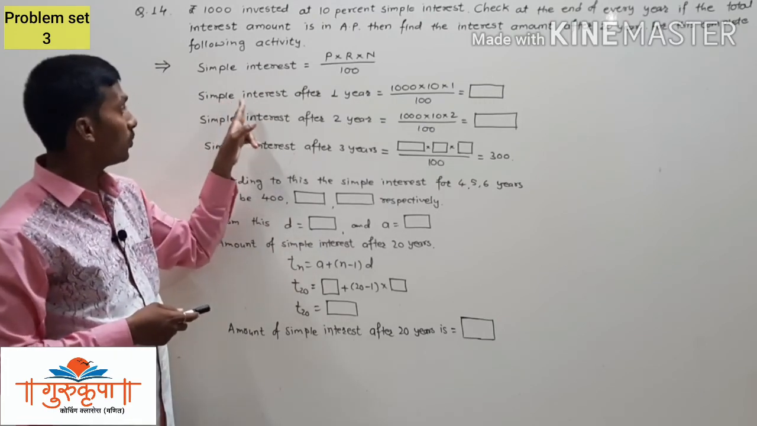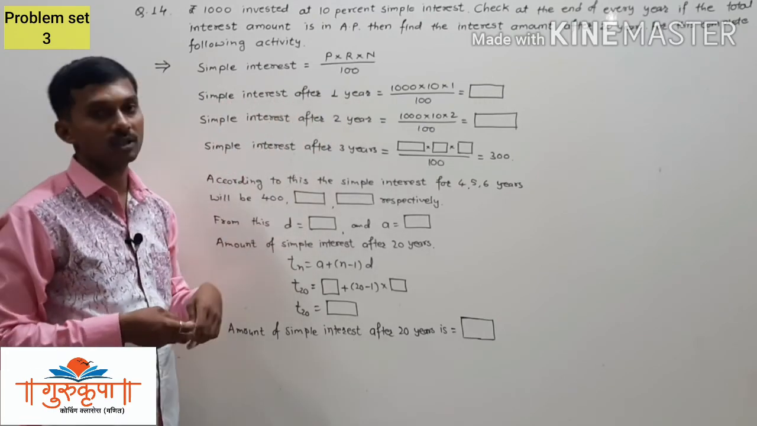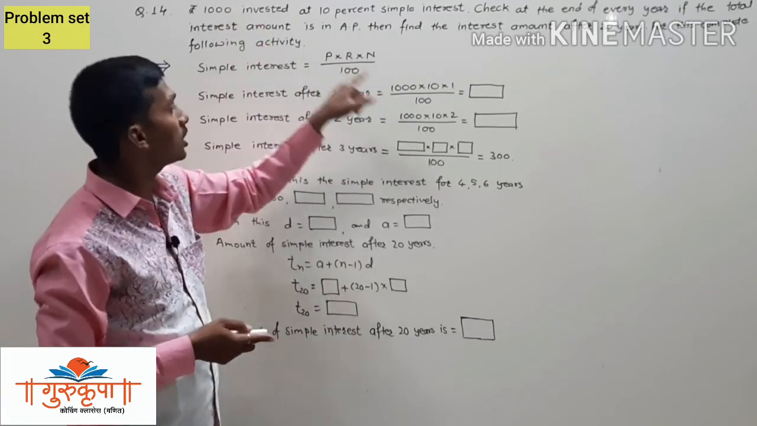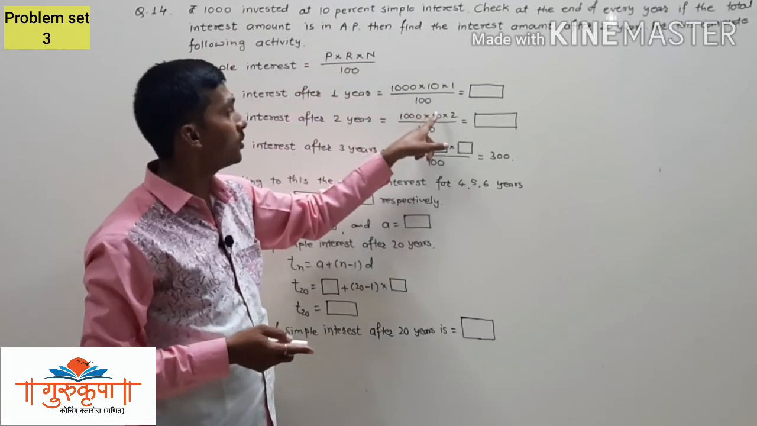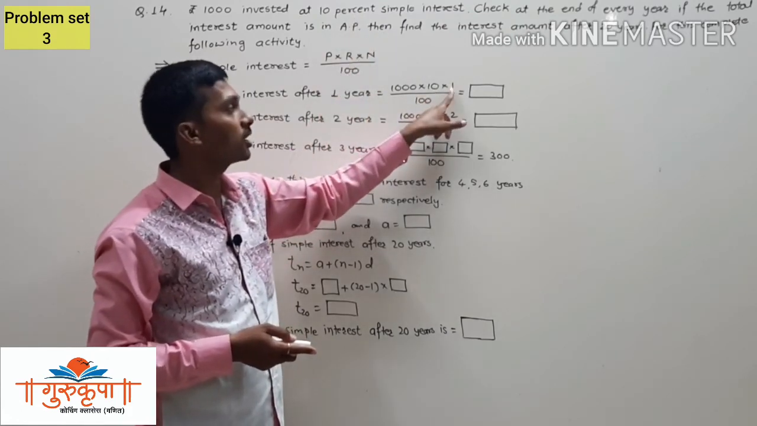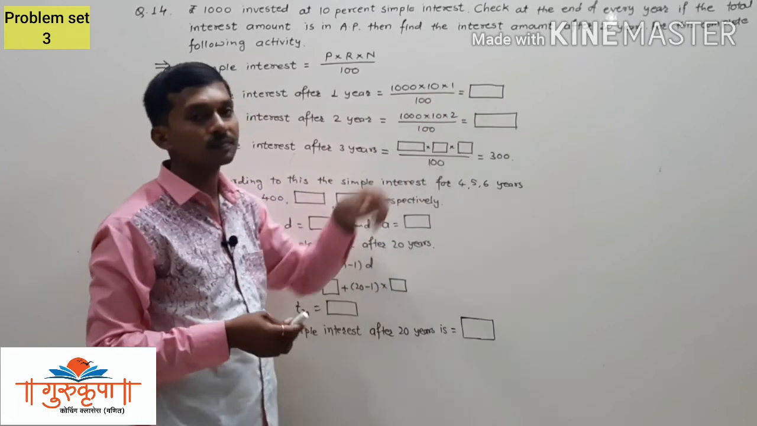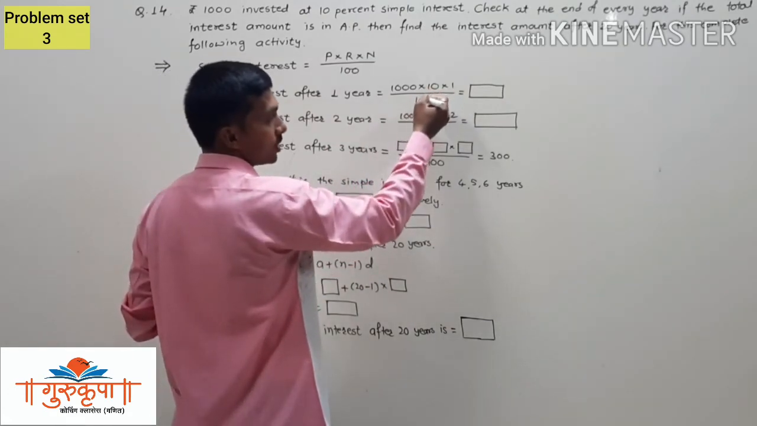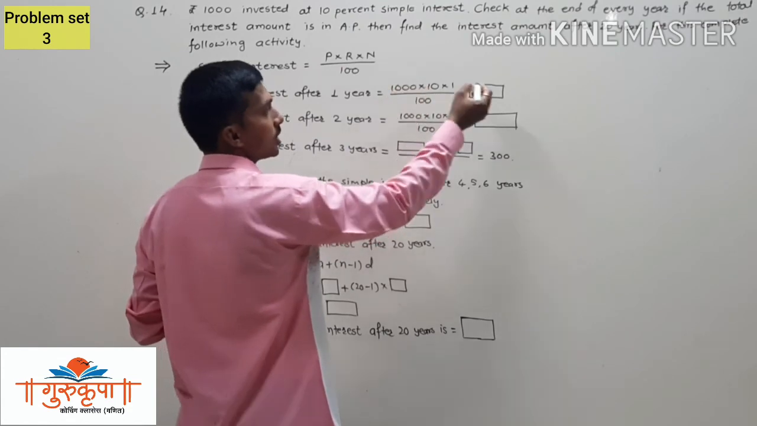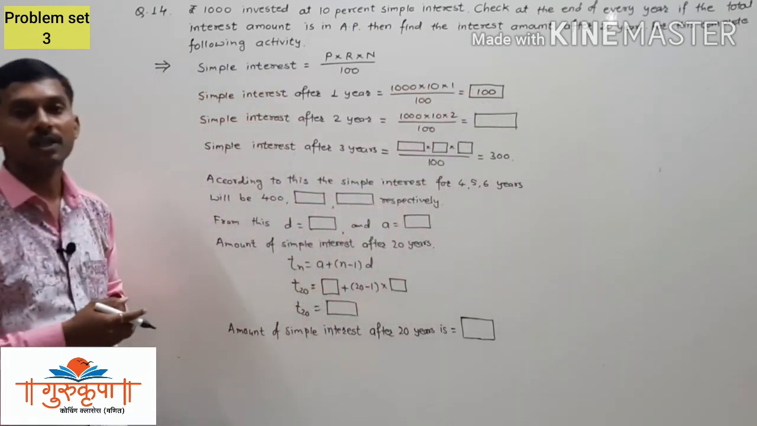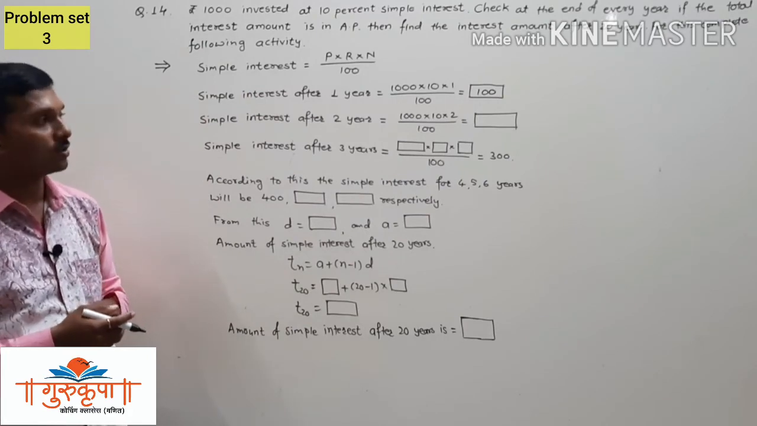So here we have to find the simple interest after 1 year. In this formula we put the values. Principal is given 1000, rate of interest is given 10, and we have to find the simple interest for 1 year. So we have 1 only here. Now after simplifying, 10 and 10 cancel, and only 100 is remaining there. Simple interest for the first year is 100.